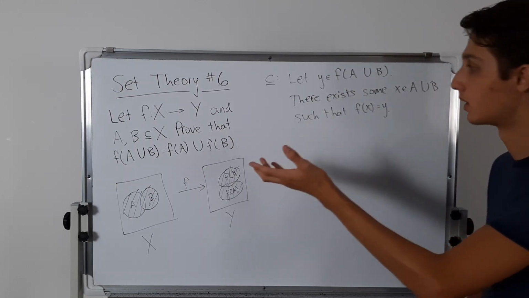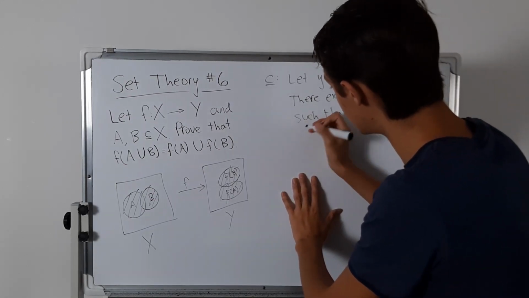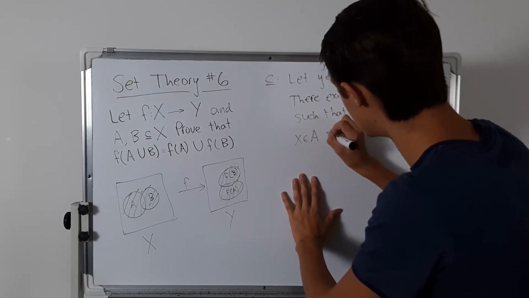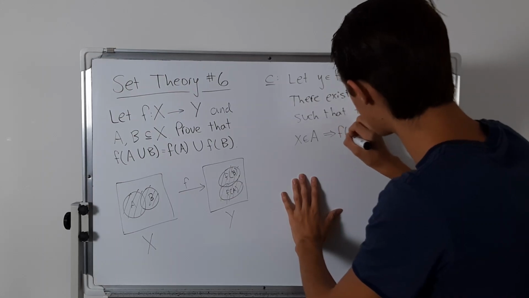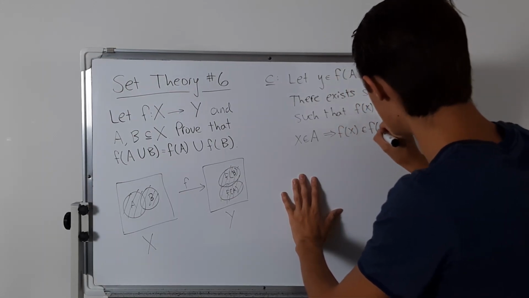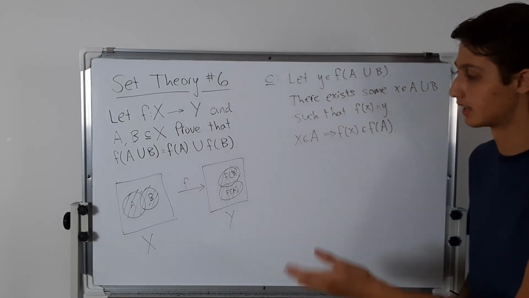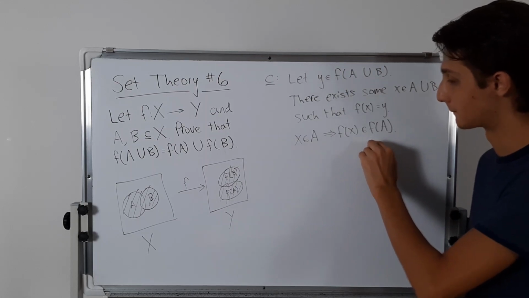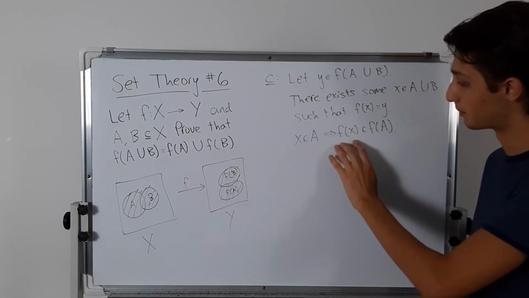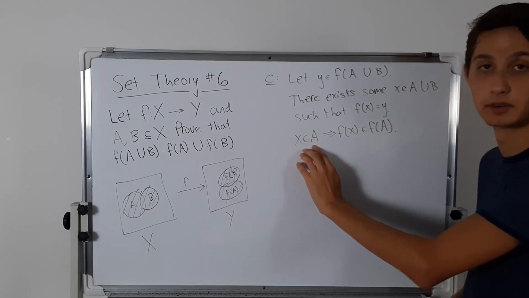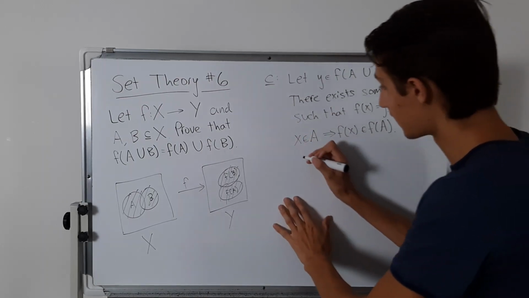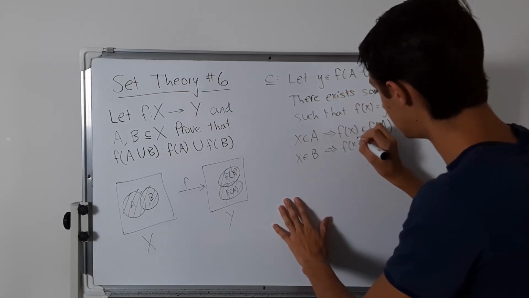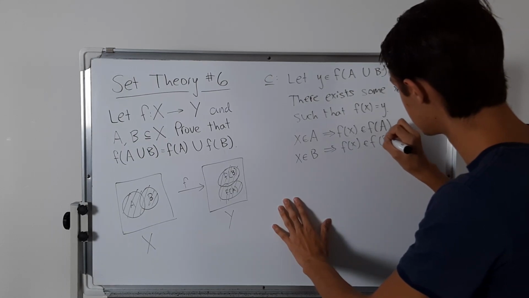So we can start by saying, well, I'm not going to write this as complete sentences, but if x is in A, that implies that f of x is an element of f of capital A, right? Because f of A is the image of A under f, so f of x would be in that if x originated from A. But if x originated from B, then f of x is in f of B, right?